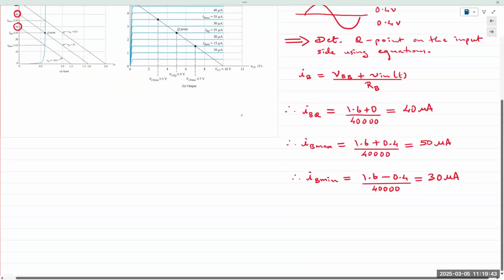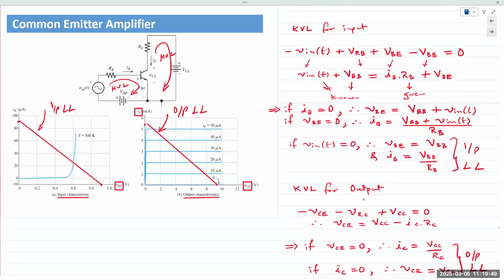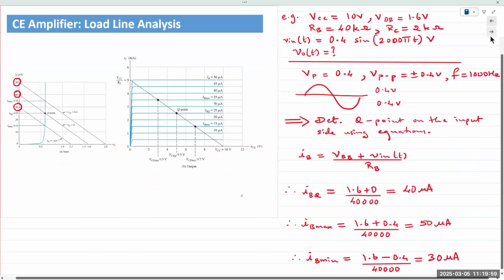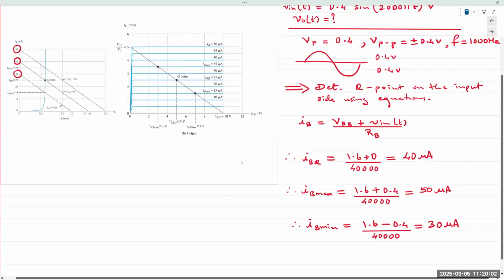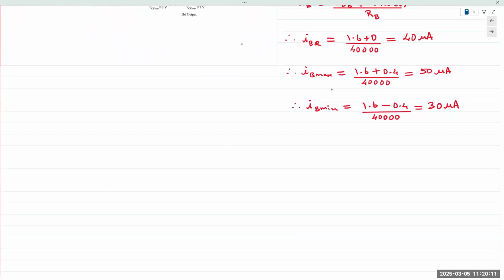All right, now to find the corresponding voltage, the equation was right here: VBE is equal to VBB plus V in of t. So again, if there is no AC input applied, then VBE, or the base voltage VB, would simply be the applied voltage VBB. So from my equation, VBE is equal to VBB plus V in of t.